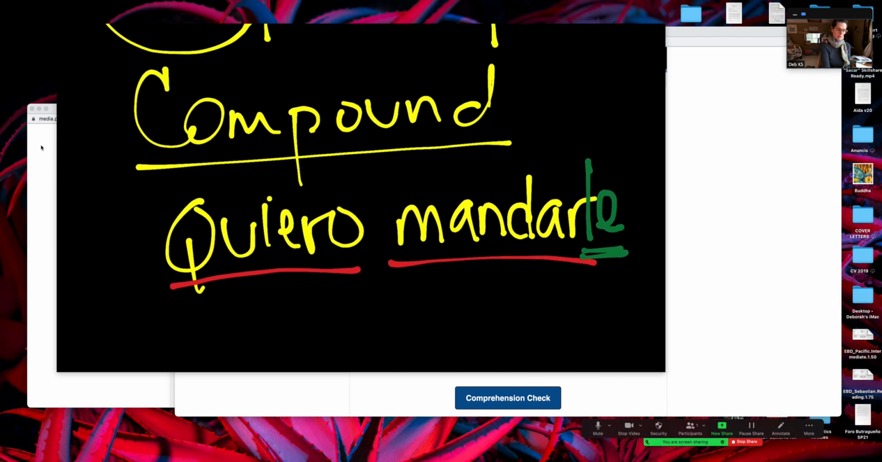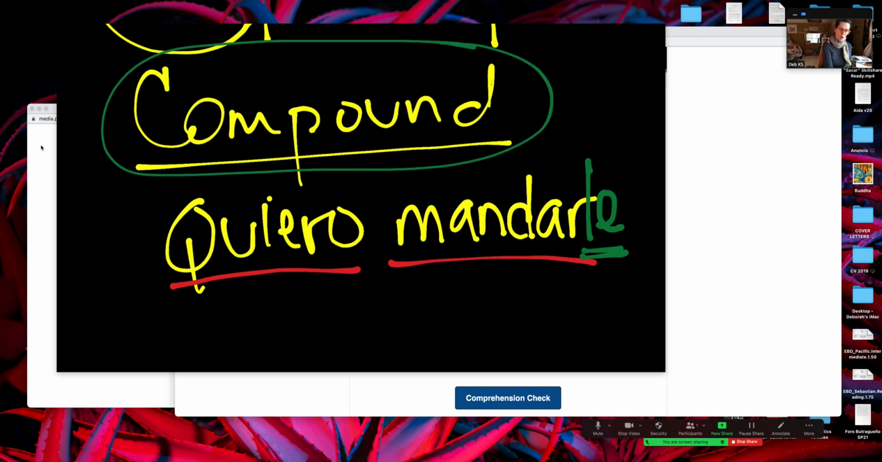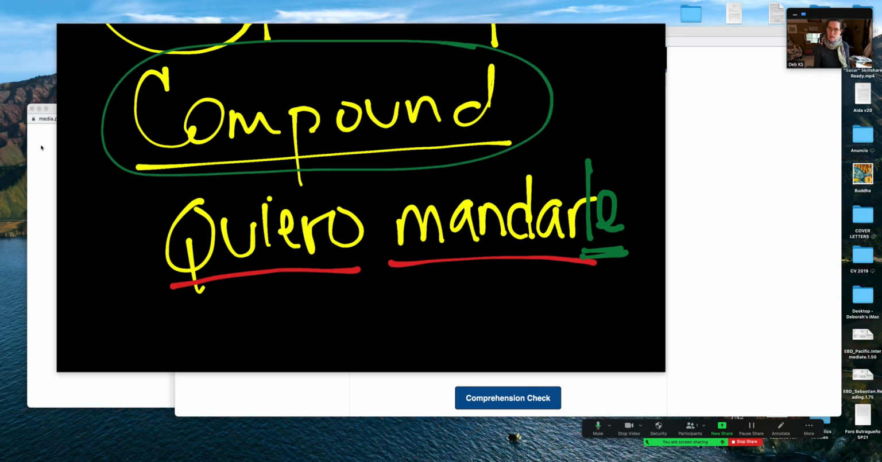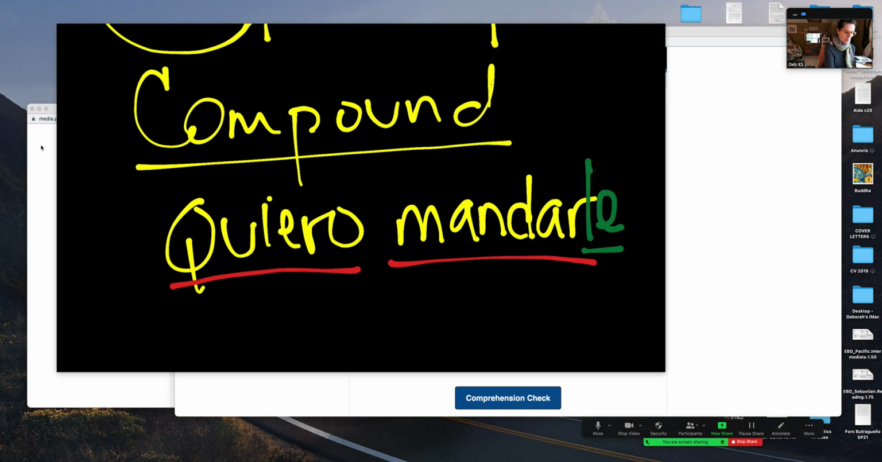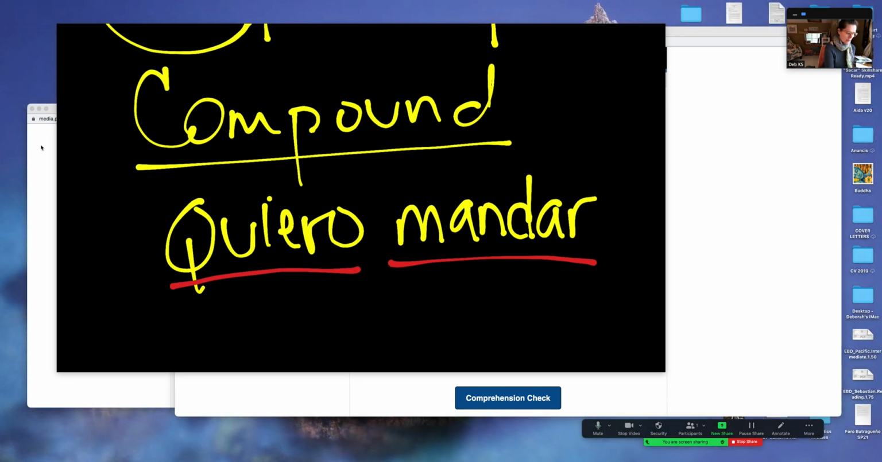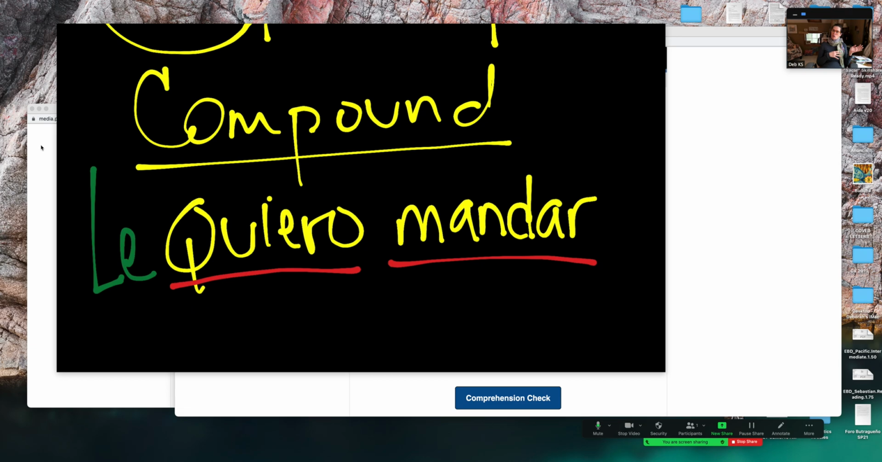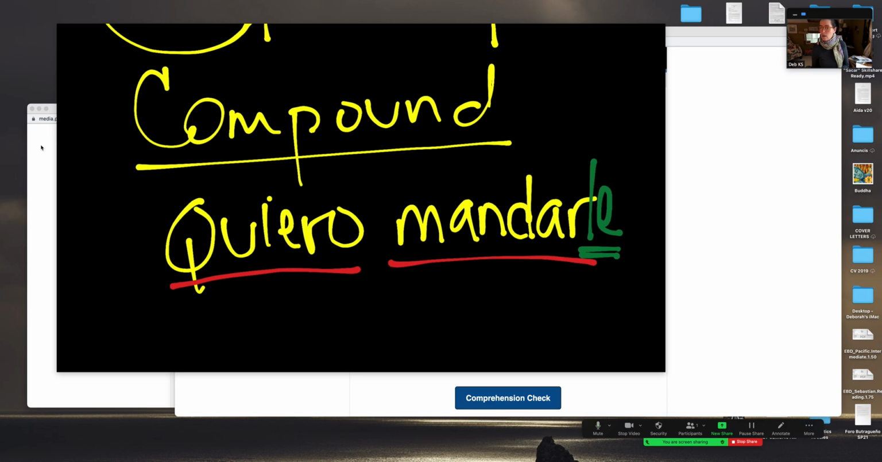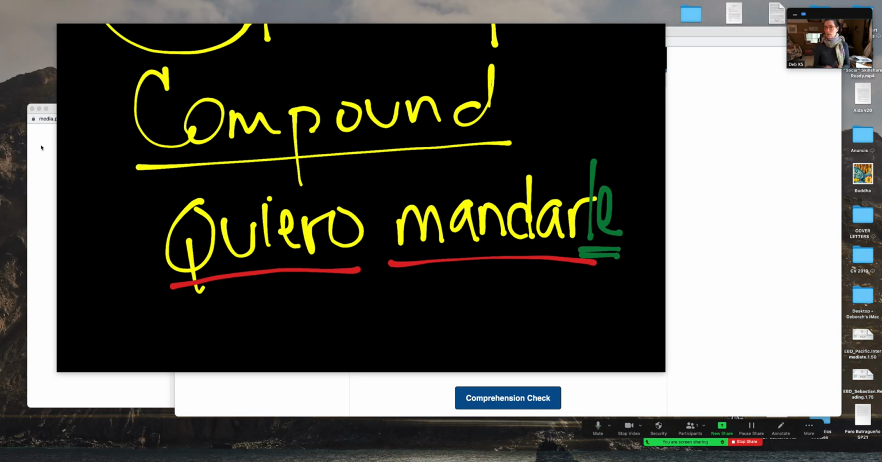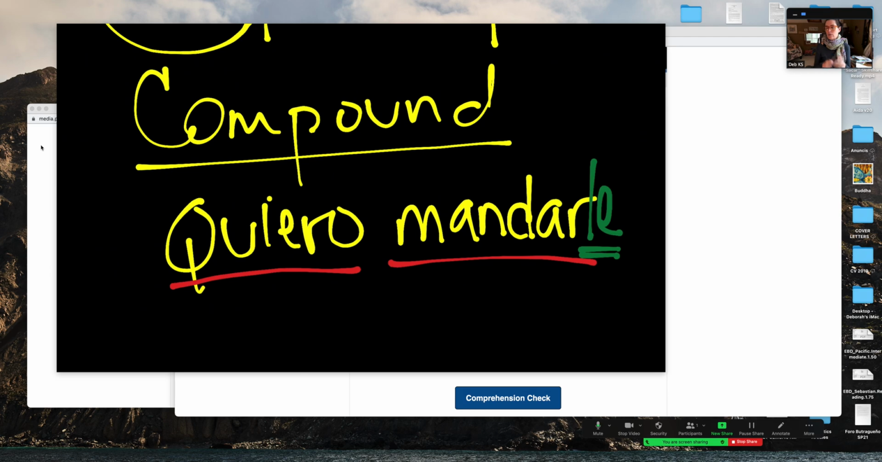Again, this is only for these compound verbs, meaning that you have two parts, okay? Not the simple one that we saw before. So again, I'm just going to put it here. You can do le quiero mandar. I want to send him or her. Detached at the beginning. Or you can say quiero mandarle attached at the end. You can do that with all your pronouns, indirect, direct, and reflexive.